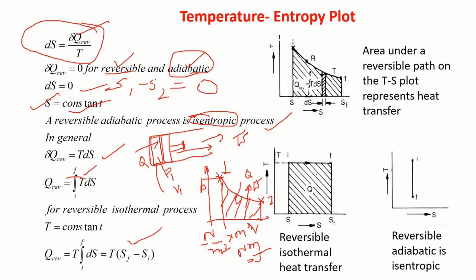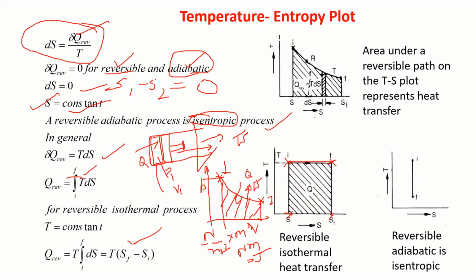So now on an entropy diagram, look here. How can I represent this? Temperature, this is the entropy diagram. Initial state is this, final state is this. So this is a constant temperature process, or isothermal process. This is the initial entropy, this is the final entropy.